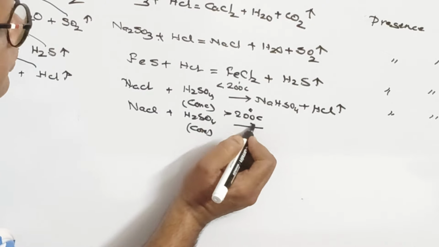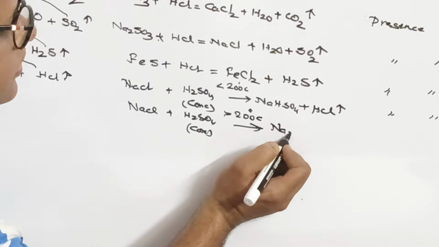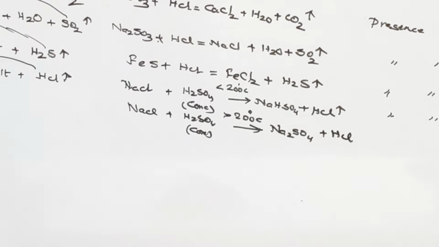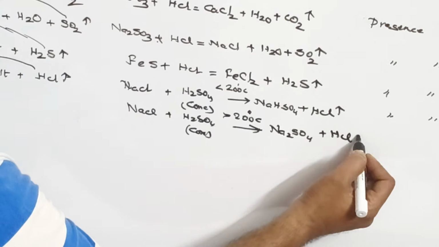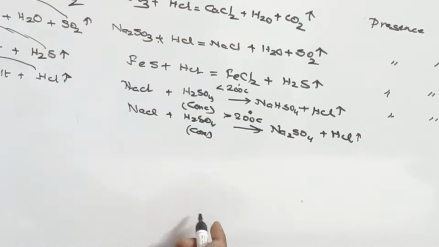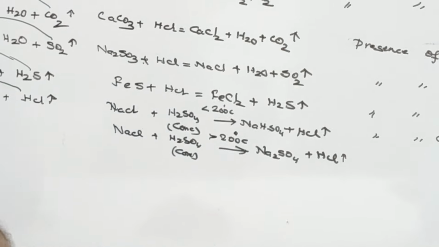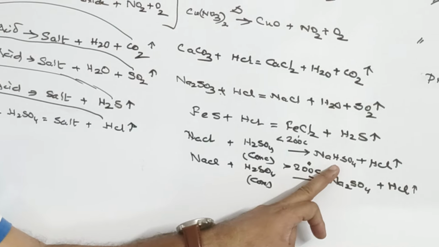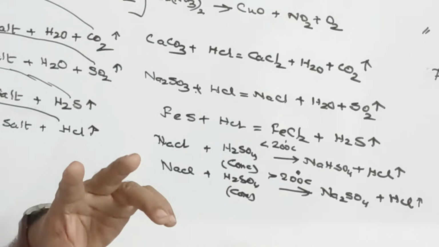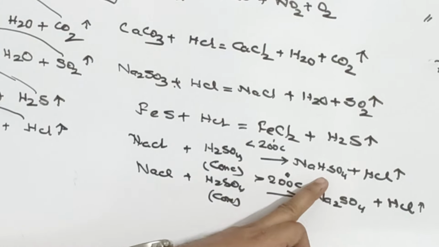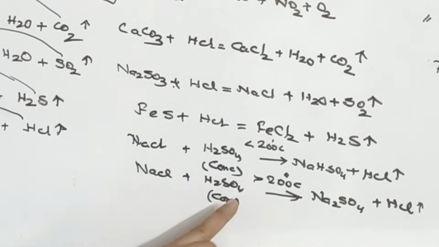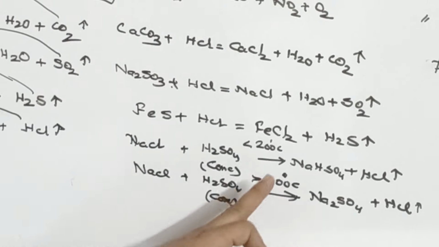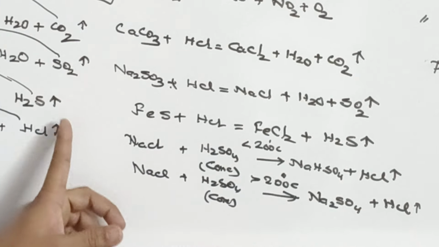Then it forms a normal salt, Na2SO4 plus HCl, right? So this equation simply tells us, the two equations, that sulfuric acid can form two series of salts. One is sulfates, that is normal salt. The other is bisulfate, that is acid salt. So a salt of normal nature and acidic nature are formed. Therefore this confirms that sulfuric acid is a dibasic acid. What more? This equation also confirms the presence of chloride in the salt.